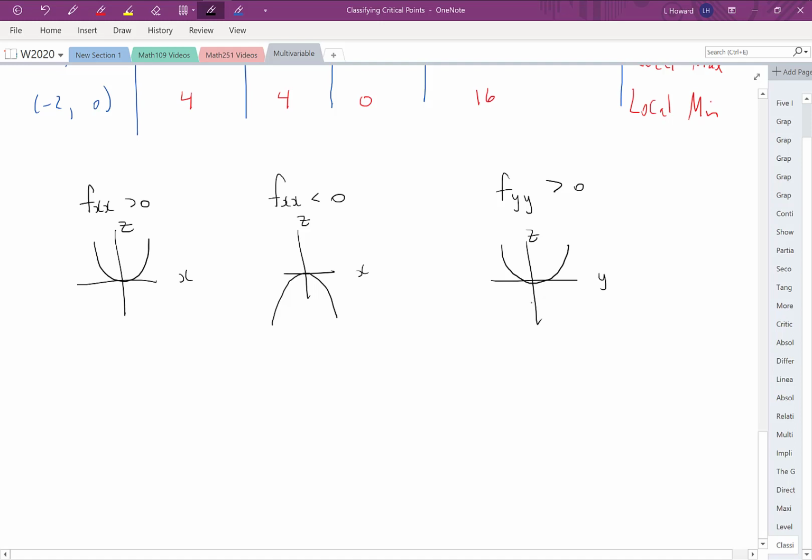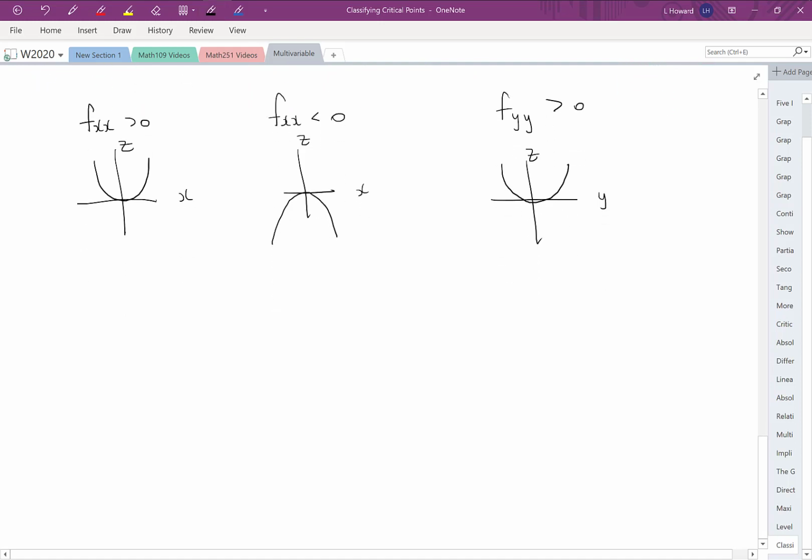If you put these two things together, if someone tells you that f sub xx times f sub yy is positive, let's think about what that means in space. It means the signs of f sub xx and f sub yy agree. Either they're both positive or they're both negative. If they were both positive, you'd have a bowl-like shape that's opening upwards. And if they were both negative, then you'd have a bowl that's opening downwards.